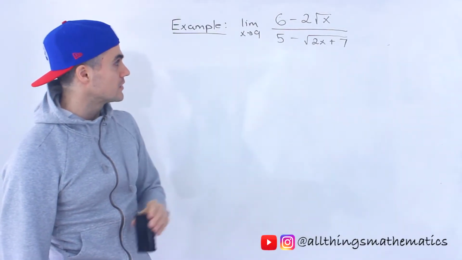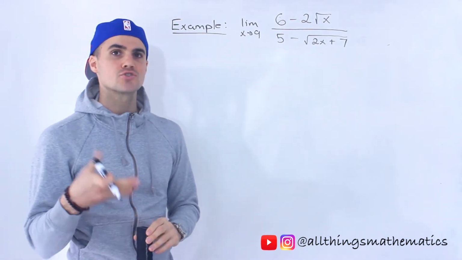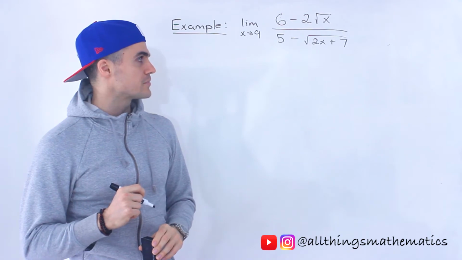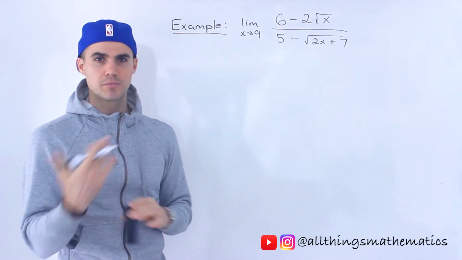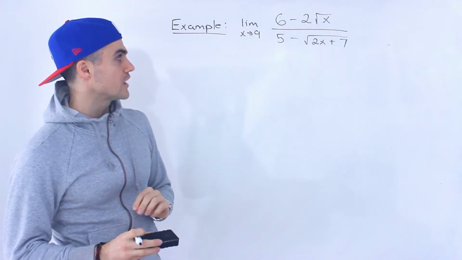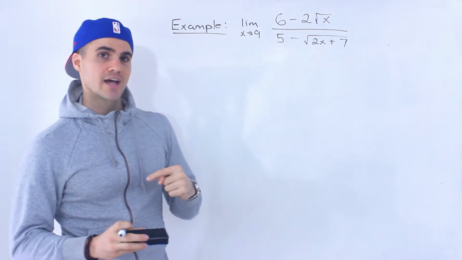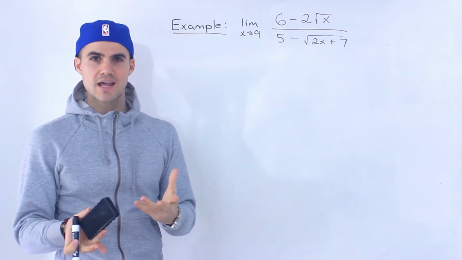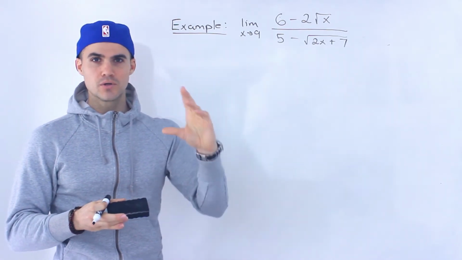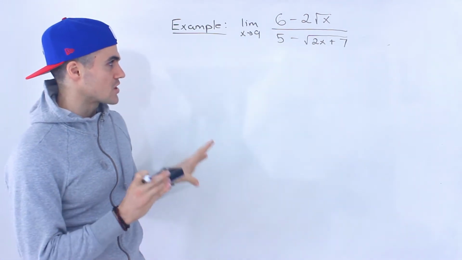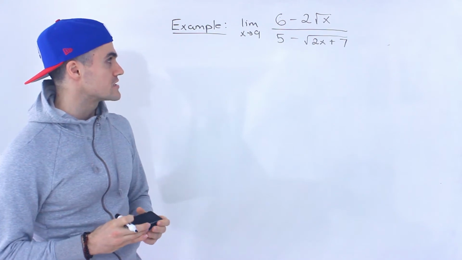We have to solve this limit here. Limit as x approaches 9 of 6 minus 2 root x over 5 minus the square root of 2x plus 7. So hopefully you could tell with this limit we're going to be using rationalization with all of the square roots involved. And we're actually going to have to rationalize this twice. We're going to have to rationalize the numerator and the denominator as well. And I did an example like this in a previous video, but it was with other examples. So I wanted to do an example just on its own where we have to use this method.